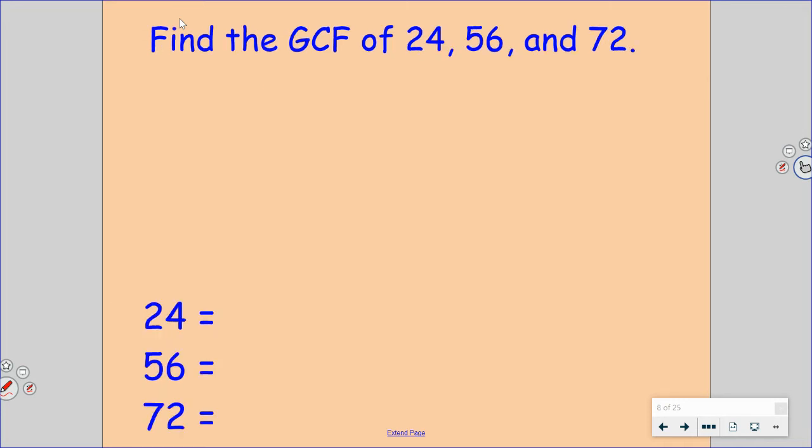Now I'm going to go into one more example. Perhaps at any time you can pause, rewind, go back. What we're going to do is identify the prime factorization of 24, 56, and 72. Don't forget at any time you can make the list of the first several prime factors. That will help guide you through breaking it down.